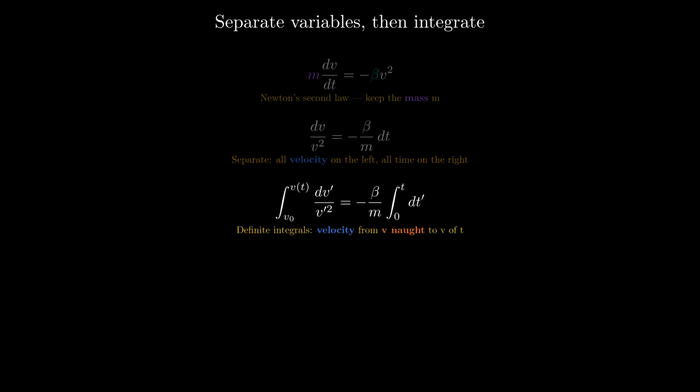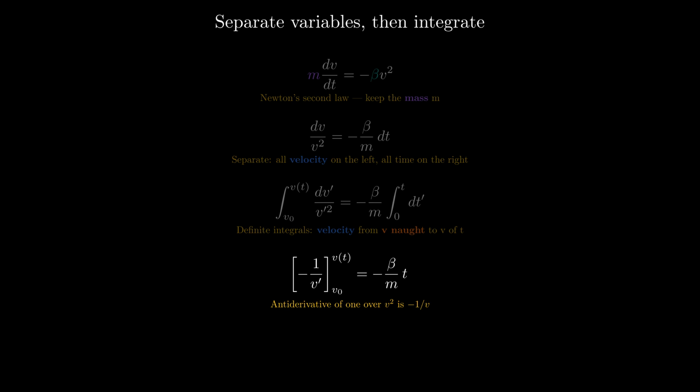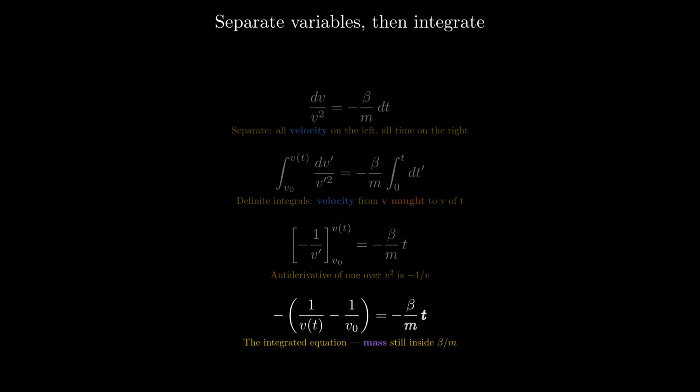Now integrate both sides. On the left, the velocity runs from its initial value v naught up to v of t at time t. On the right, time runs from 0 to t. The integral of 1 over v squared is minus 1 over v. Evaluating between the limits gives minus the quantity 1 over v of t minus 1 over v naught. The right side integrates to minus beta over m times t. So we reach minus 1 over v of t minus 1 over v naught equals minus beta over m t.